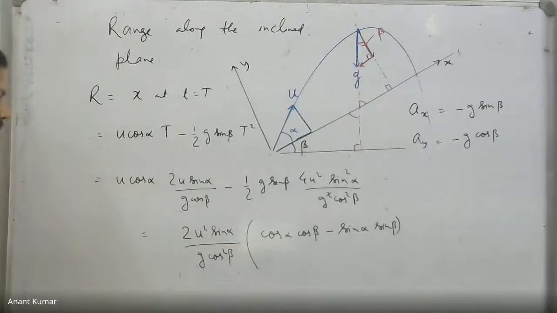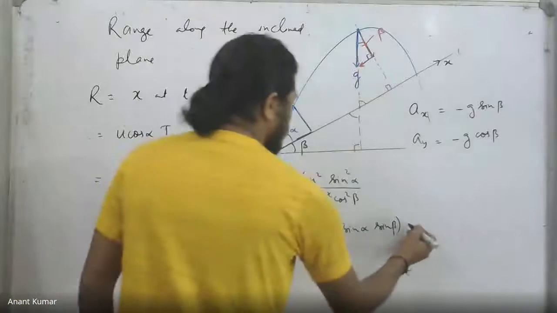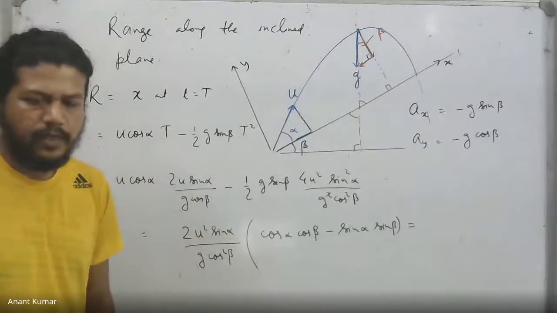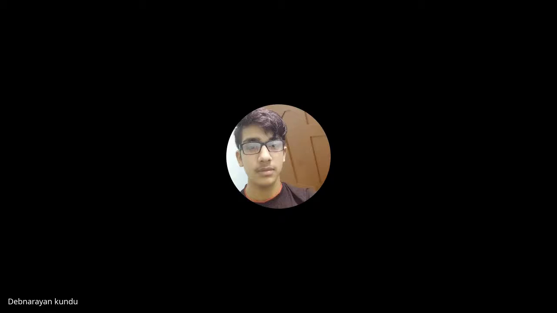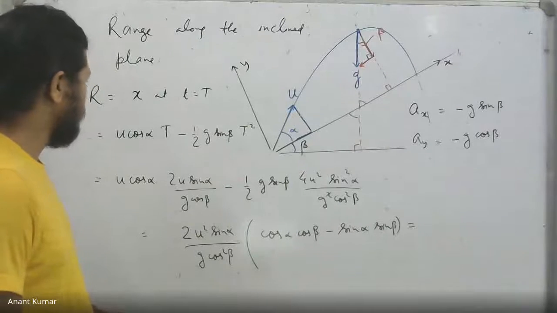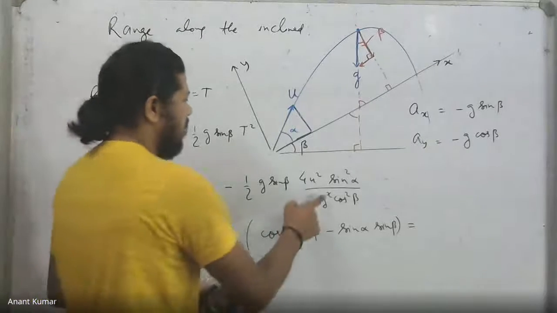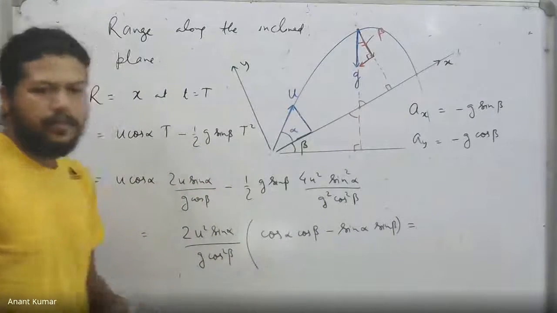I can simplify this. We notice that this is simply cos alpha cos beta minus sine alpha sine beta, which is cos of alpha plus beta. So it is 2u square sine alpha cos alpha plus beta over g cos square beta. Where did I write g raised for x, by the way? No, this was g square. It was g square, and then I cancelled it out. That is why it becomes this.